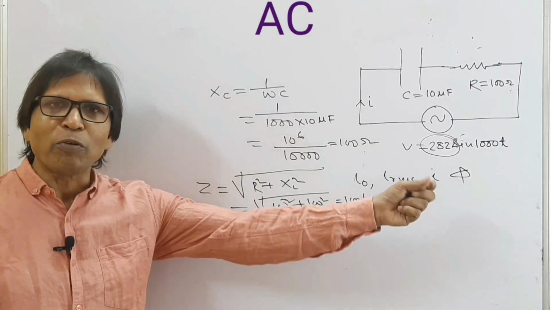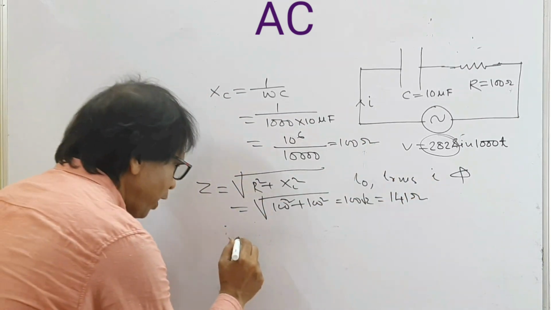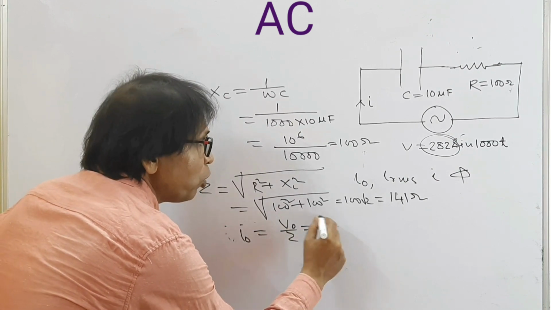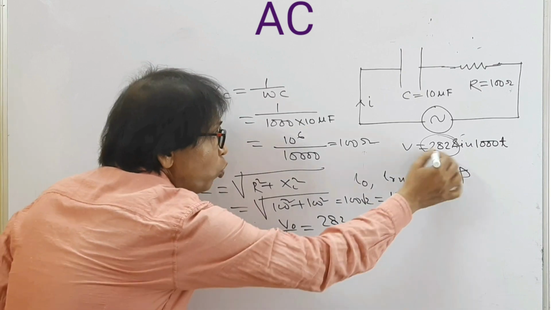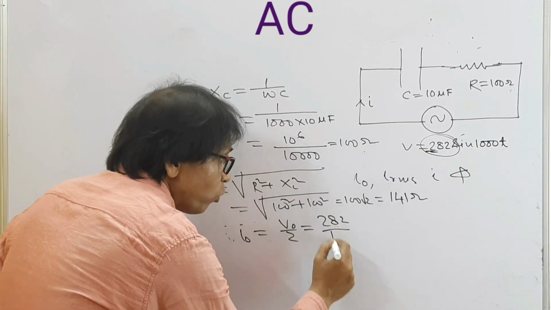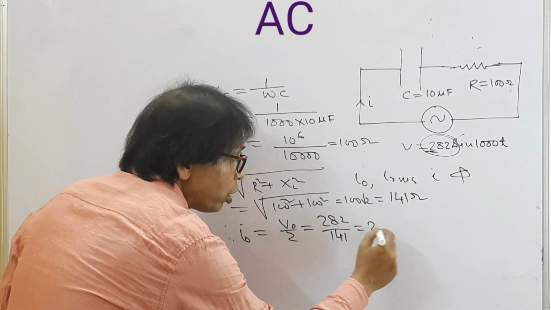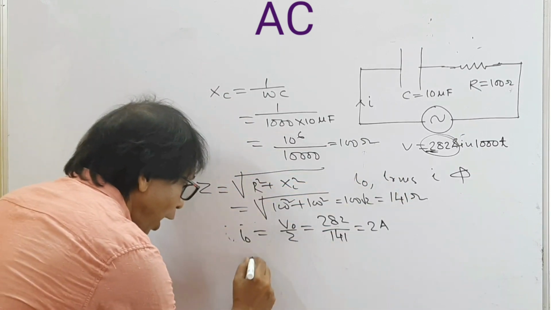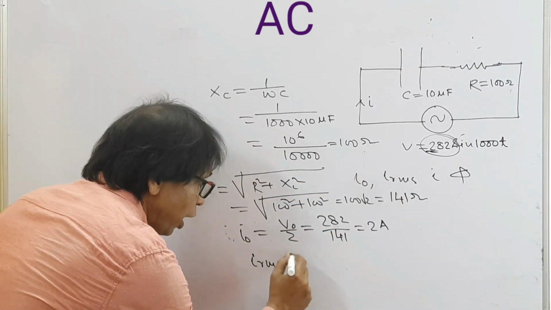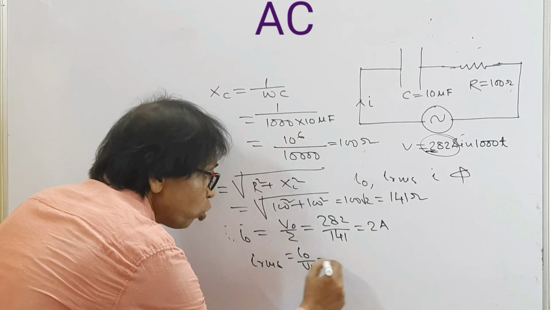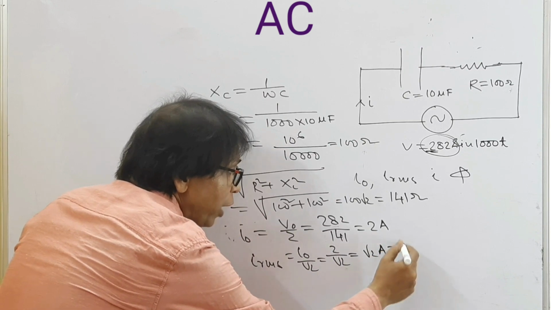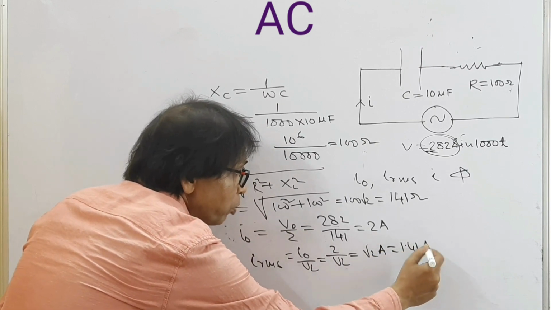Now we have to calculate peak current. Peak current I naught equal to V naught by Z. V naught is 282 and this is 141, so this is 2 ampere. Now what is the RMS value? Now I RMS is I naught by root 2, so 2 by root 2, so this is root 2 ampere, that is 1.41 ampere.